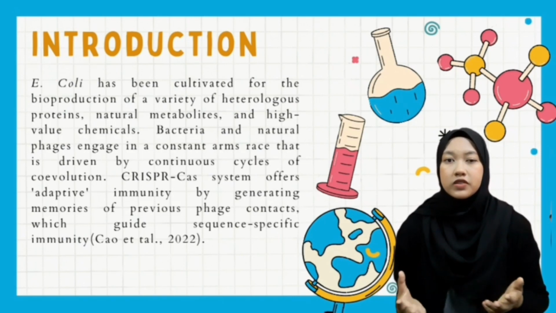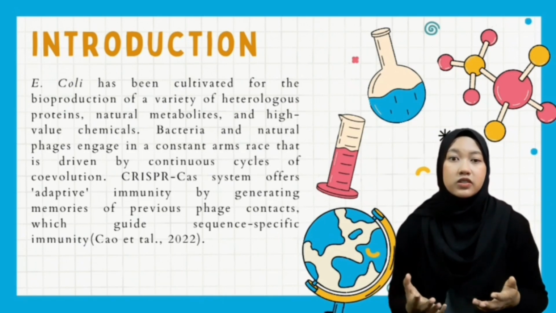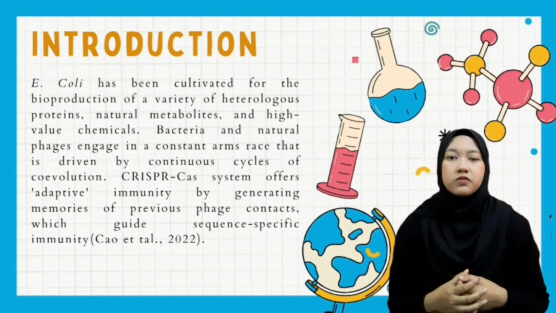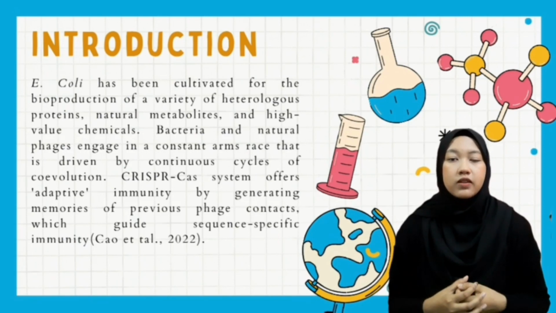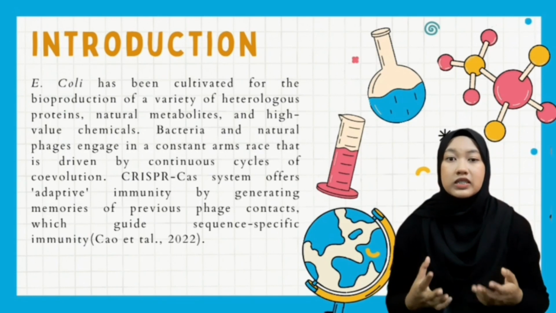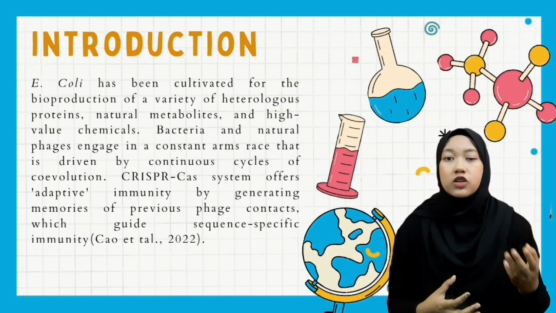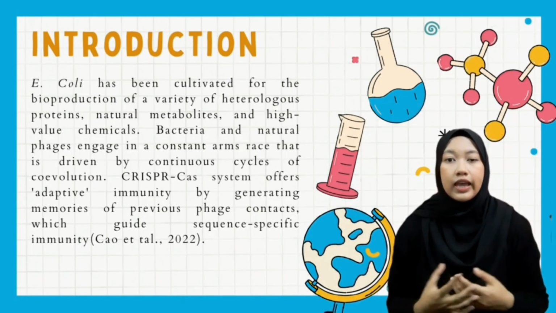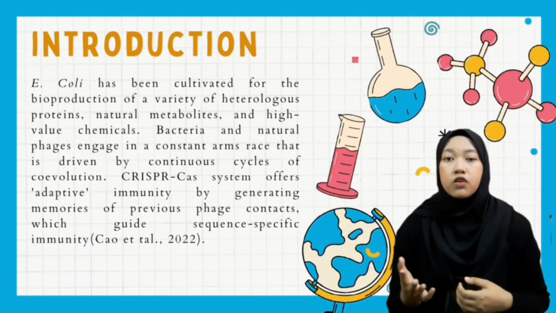The CRISPR-Cas9 system offers adaptive immunity by generating memories of previous phage contact, which guide sequence-specific immunity. A mobile CRISPR-Cas9 based anti-phage system (MCBAS) for bacteriophage defense in E. coli has been developed. The MCBAS reported here is made up of a CRISPR-Cas9 system and a conjugation origin that allows phage sequences to be recognized and delivered into E. coli before or after infection.